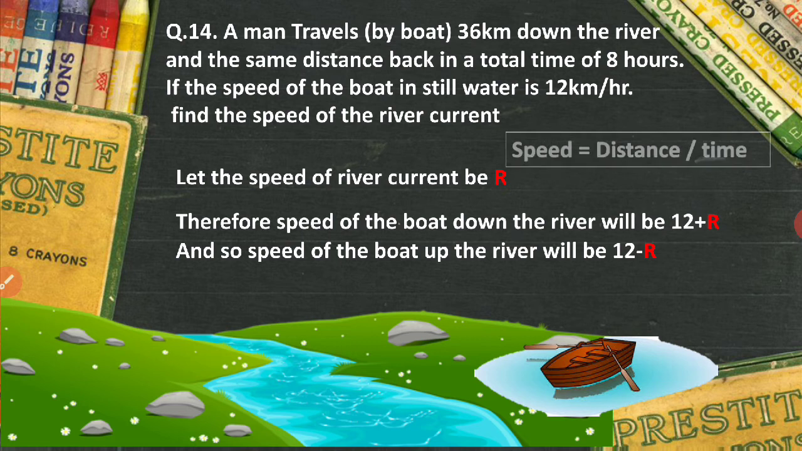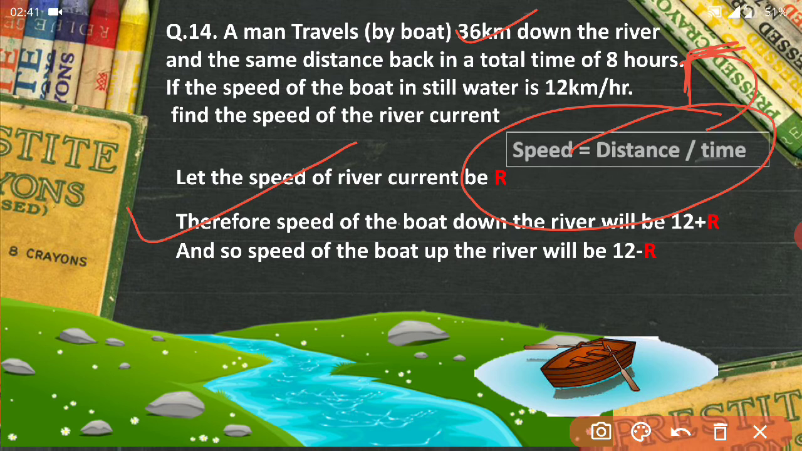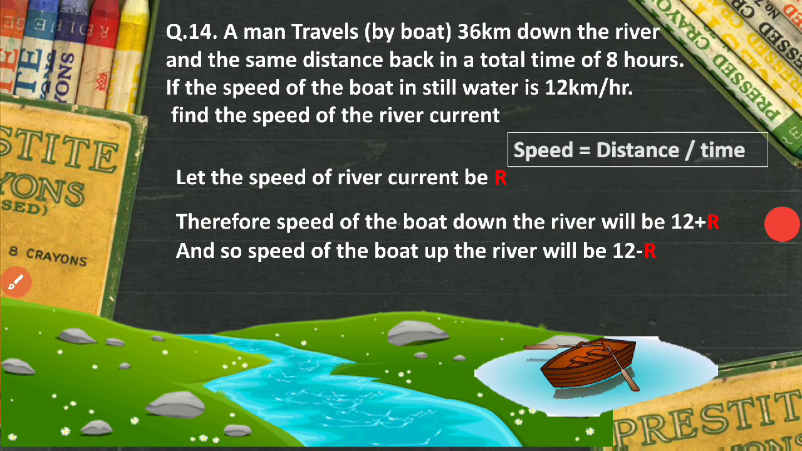After that, we know speed is equal to distance upon time. Why am I using this? Because what we are given to equate is 8 hours as time, and here we are talking about speed and distance. So all I will do is use speed and distance to calculate in terms of time.